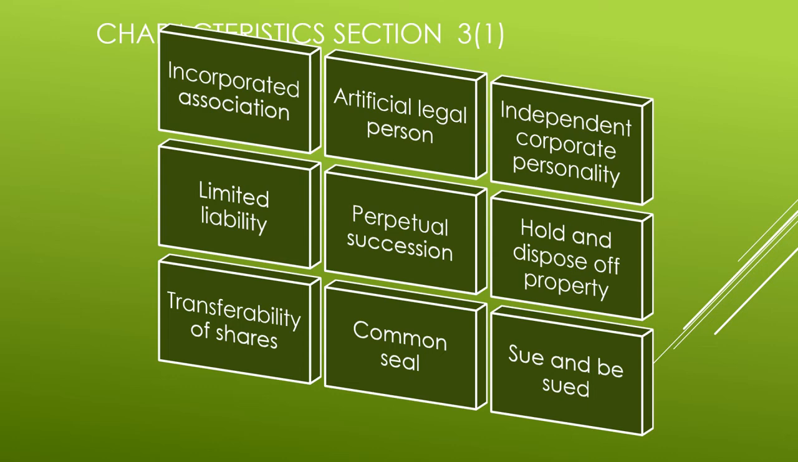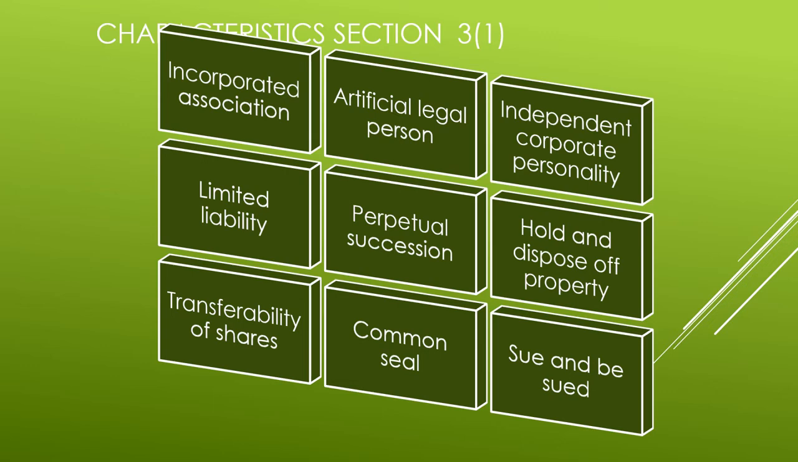Okay. Now the last one: a company can file a suit against another person. Other parties can file a suit against the company, not against the directors, not against the members. If you have any problem with the company, you can directly file a case against the company because the company is a legal person. Okay, so these are the characteristics of a company.